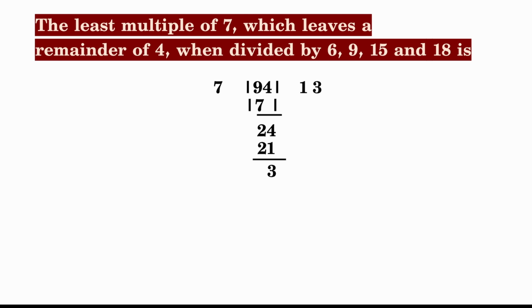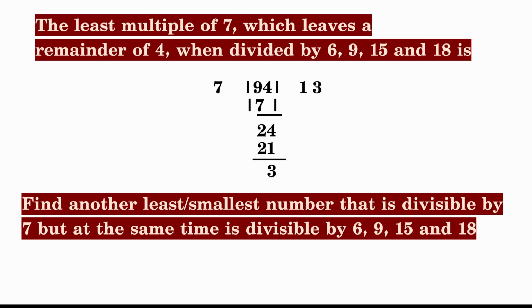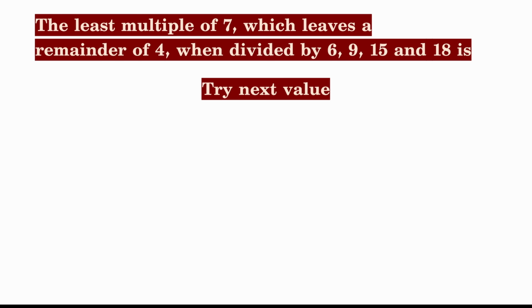I want that when I divide by 7, it gives me a remainder of 0, not any other remainder. So we need to find another least, or the smallest, number, not 90, but the other one, that is divisible by 7 but at the same time is divisible by 6, 9, 15, and 18. We need to try the next value. So I can write 90k plus 4. Here, k can be an index. It's like a list of multiples.